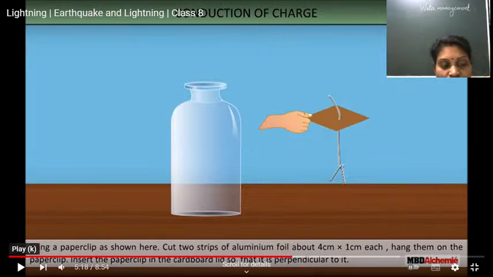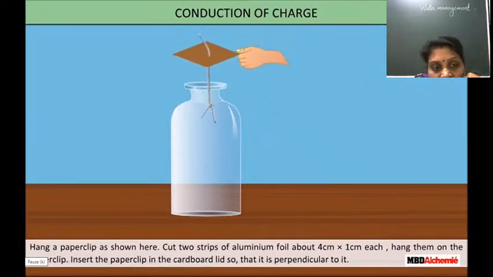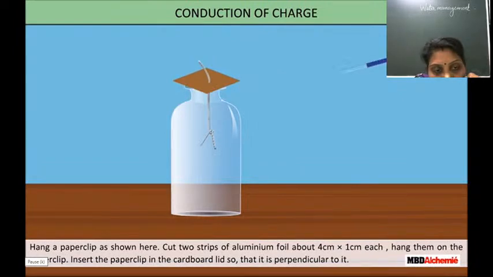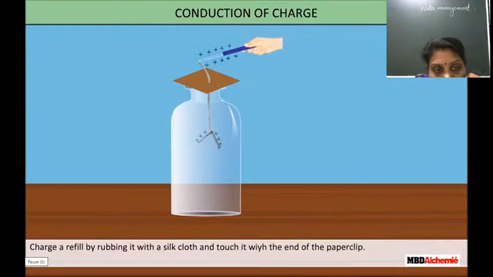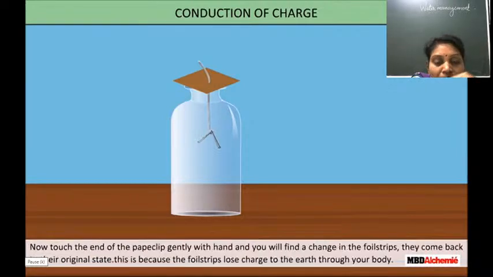This is a simple electroscope made from a glass jar or a jar bottle at home. Take two strips of aluminium foil about 4 centimeters by 1 centimeter each. Hang them on the paper clip. Insert the paper clip in the cardboard lid so that it is perpendicular to it. Charge a refill by rubbing it with silk cloth and touch it with the end of the paper clip. We observe that electrical charge can be transferred from the charged object to another through a metal conductor.